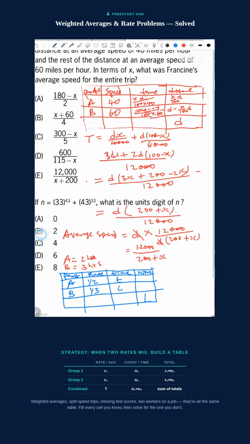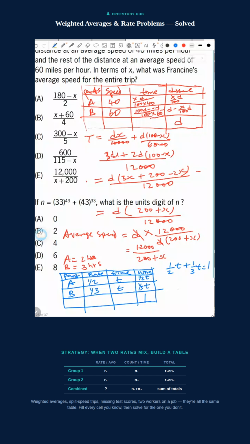The time is the same. They finish this work at the same time. But we know that work done is rate times time. So this place will be half times t, and this place will be 1 over 3 times t. The total work, 1 over 2t plus 1 over 3t equals 1.